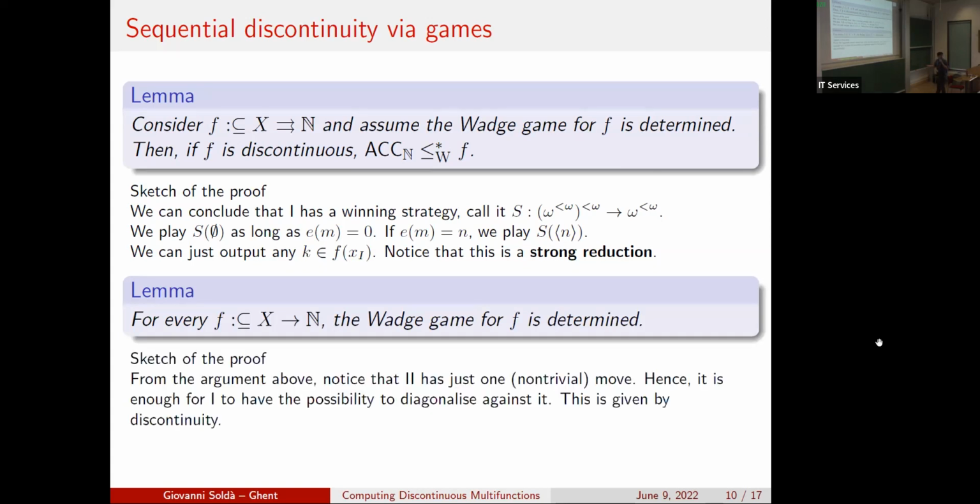And yes. It's multifunctions in both. So what do they do? No. It should be, sorry. Yes. So yes.